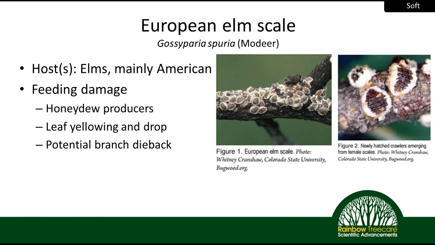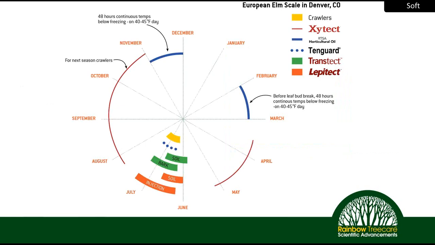Their nymphs, their crawler stages, are bright yellow. And the crawler stages are active from probably the first week of June into the middle of July. As I said, some places it's been shown that European elm scales are resistant to imidacloprid, but that's not the case for all places.